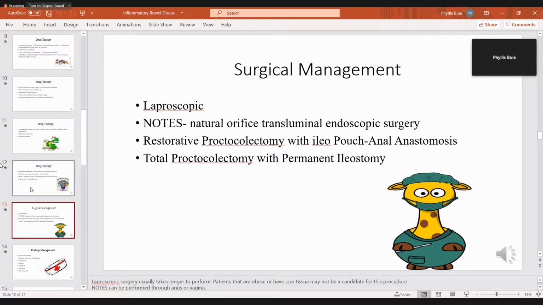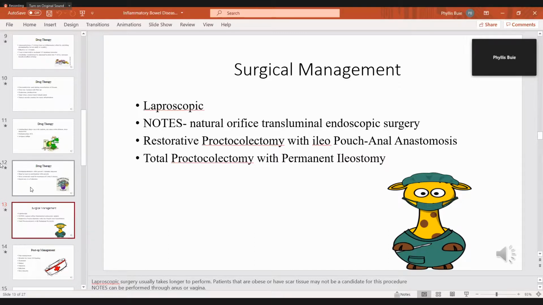There's another procedure that is becoming more popular, and it's called the NOTES procedure, natural orifice transluminal endoscopic surgery. And basically, with this particular approach, they either go in through the anus or the vaginal canal to approach the colon. So they are not making an incision on the abdomen, they're going in through another body orifice. These patients may come back with a colostomy too. It depends on the extent of the disease process when the physician does the surgery.